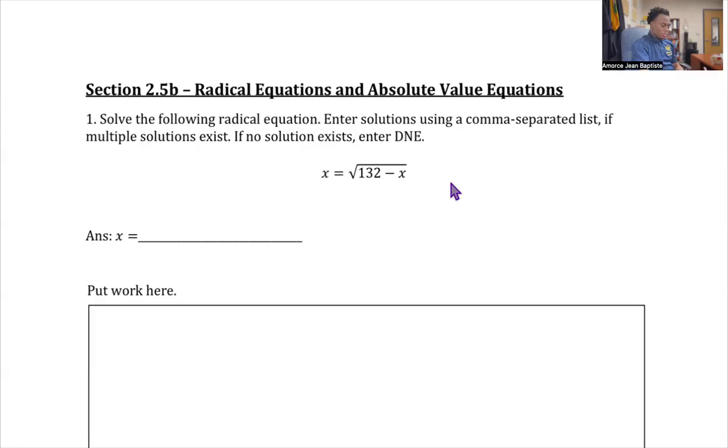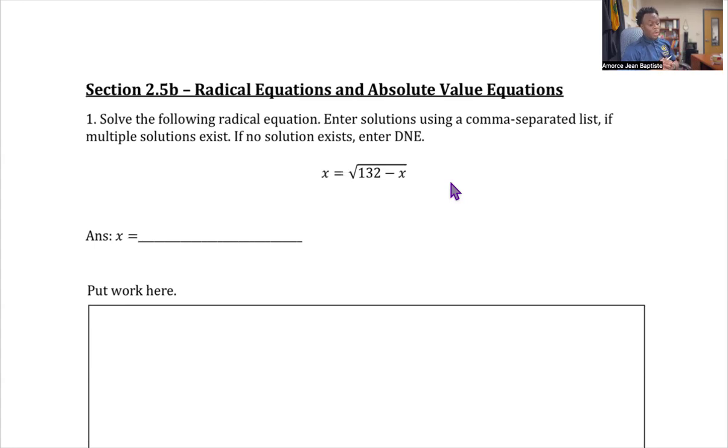Okay, so this section 2.5b will be about solving radical equations and absolute value equations. So let's get started with this example where you're going to solve this equation. If you have multiple solutions, then you will separate them using a comma. And if there's no solution in MyOpenMath, you're going to need to type DNE, meaning does not exist.